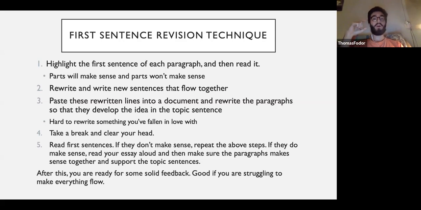So the goal of this exercise is to make your essay flow by rewriting those topic sentences, connecting every paragraph together in a very coherent way, but also making sure that the stuff in your paragraph makes sense as compared to your topic sentence. That is going to be done most easily, I think, by pasting them into a new document. Again, because it's hard to revise something that you've fallen in love with and cut things out. It's going to be a lot easier to do that if you're simply rewriting those paragraphs with a topic sentence.